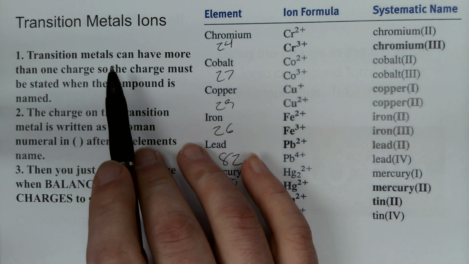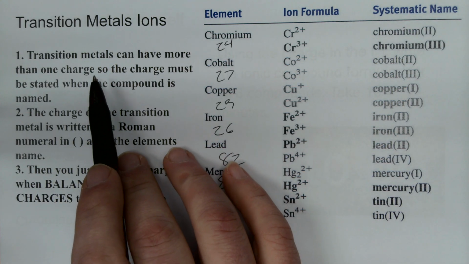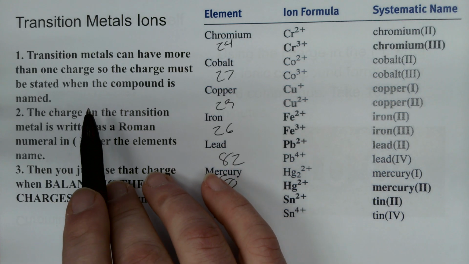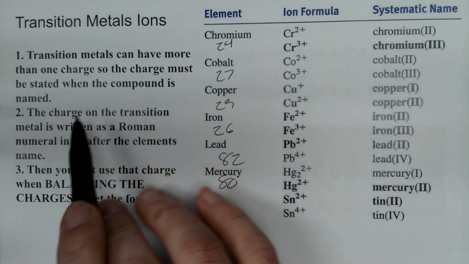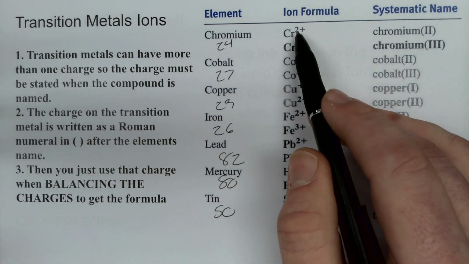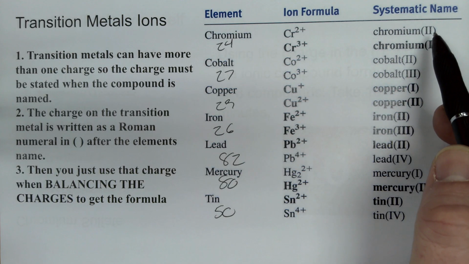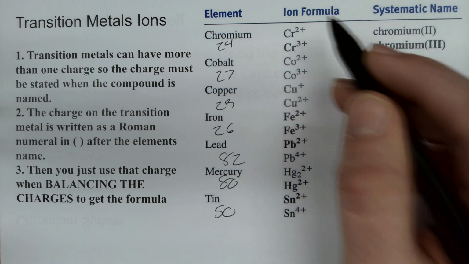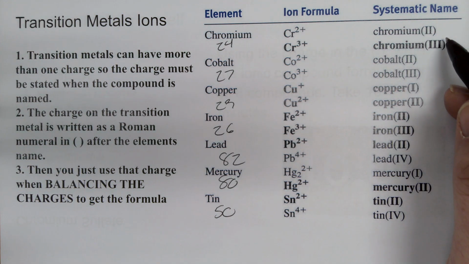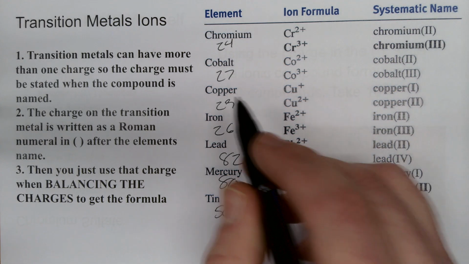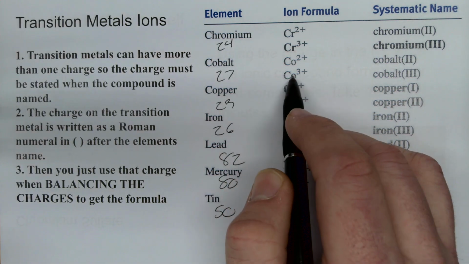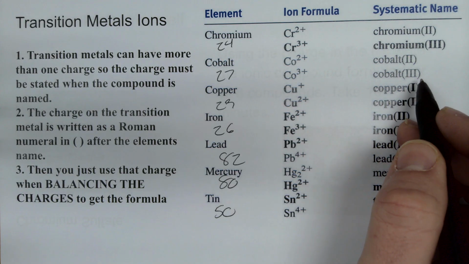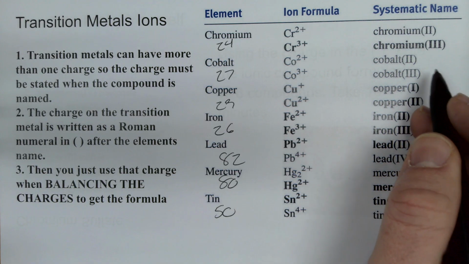Like we said before, transition metals have more than one possible charge, so we have to indicate that in the compound names. How we do that is we write whatever the charge is as a Roman numeral. So the cation Cr+2 is chromium(II), with parentheses around the Roman numeral 2. Co+3 is cobalt(III), parentheses, the Roman numeral 3, close parentheses.